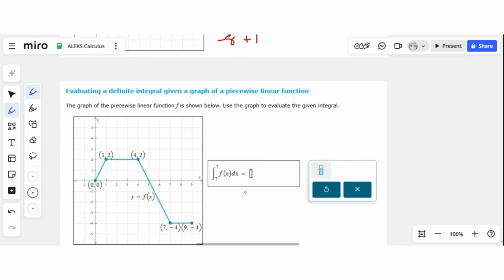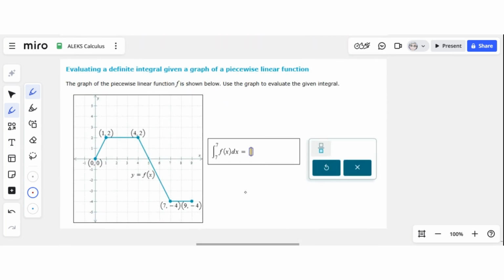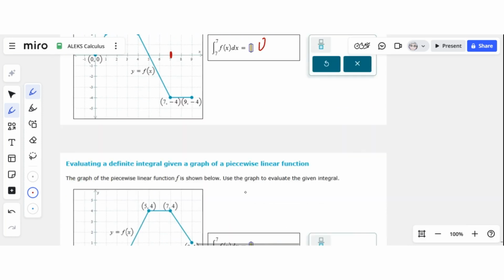Okay, let's try another one. This one says the definite integral from 7 to 7. What does that mean? Well, you start at 7, you don't go anywhere. Is there any area under the curve there? No. You'd have to move to the left or right to get some area there because there's no width to this interval. So that's got to be a 0. So that's one trick they might throw at you.